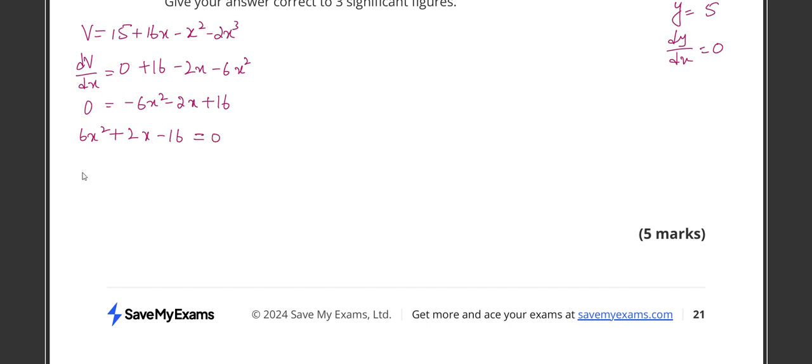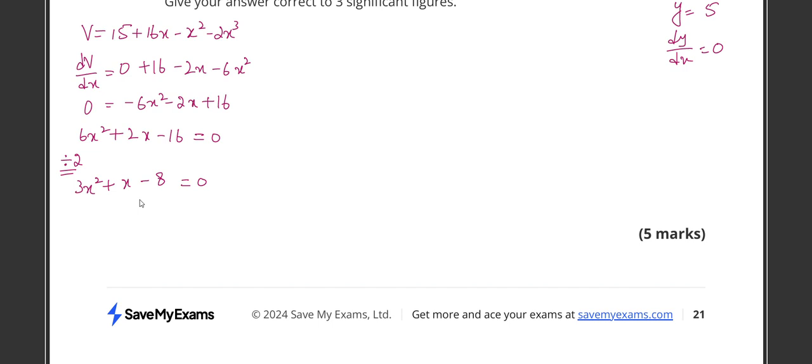Now, you know that we can divide this whole equation by 2 just to simplify this, because it is divisible by 2, and with smaller number it is easy to do working. So therefore I am going to divide every number by 2, and it will turn out to be 3x square plus x minus 8 equal to 0.